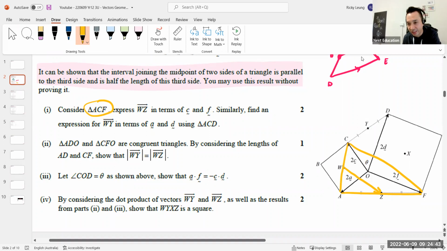Now I can sort of see, right? If I can find, using vectors, an expression for this guy, and I can find an expression for this guy, which I can pretty easily do, can't I? Actually, no, I lie. Let's not do that. At the end of the day, I need an expression for this guy. So I already have this vector, which is 2C, and I've got this vector, which is 2F.